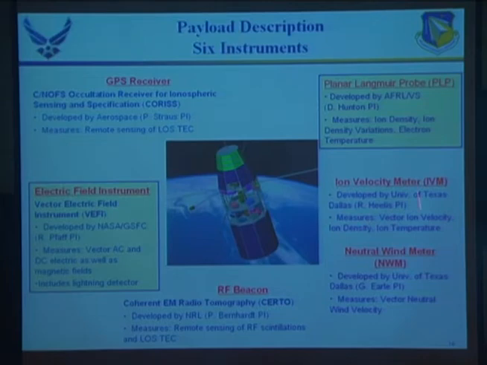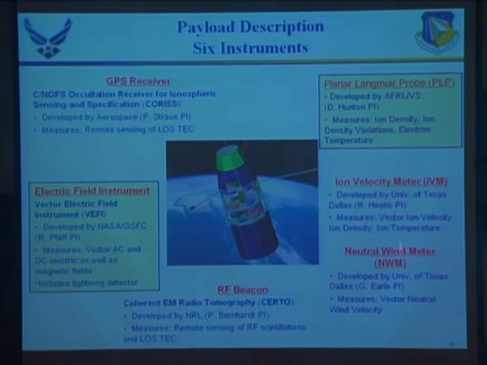And then we have 2 ways, that's the second way, to calculate the velocity vector. We calculate it from VFI. We also calculate it with the ion velocity meter from the University of Texas at Dallas. Rod Hillis is the PI. And we measure not only the vector ion velocity, but the ion density again, and the ion temperature.